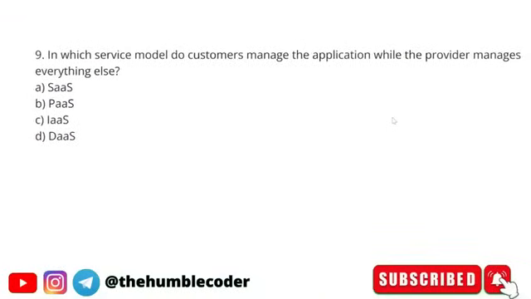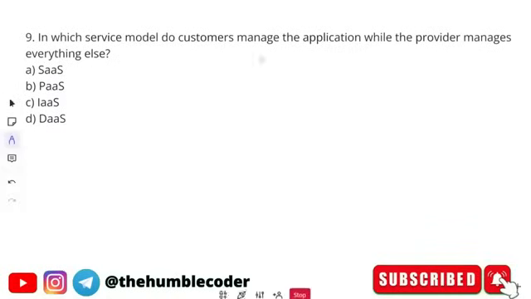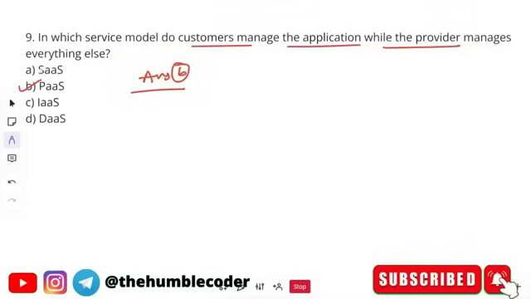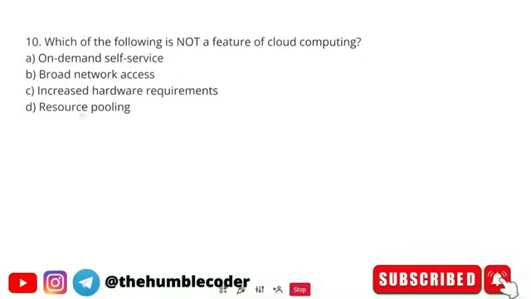In this question, what we are asked is, in which service model do customers manage the applications while the provider manages everything else? We have the options SaaS, PaaS, IaaS, DaaS. So the correct answer in this case is going to be PaaS, that is platform as a service. What was the question that was asked? Customers manage the applications while the provider manages everything else. So application is managed by whom? It is managed by the customer in case of PaaS. Let's now move on to the next question that we have.